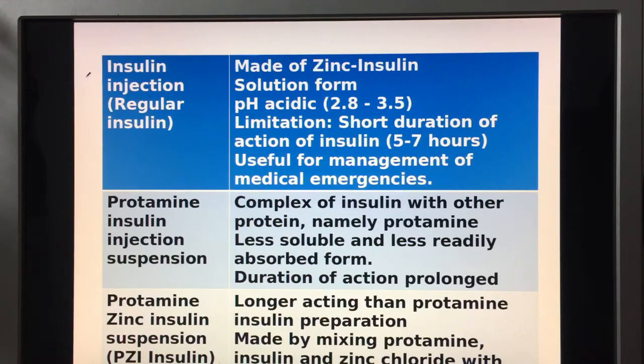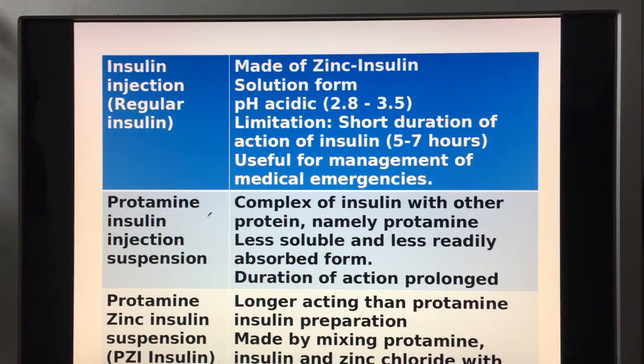For example, insulin injection, or the regular insulin injection, is made up of zinc insulin. It is a solution form. The pH is acidic, 2.8 to 3.5. The limitation of this insulin preparation is that it has a short duration of action, about 5 to 7 hours, and it is useful for the management of medical emergencies.